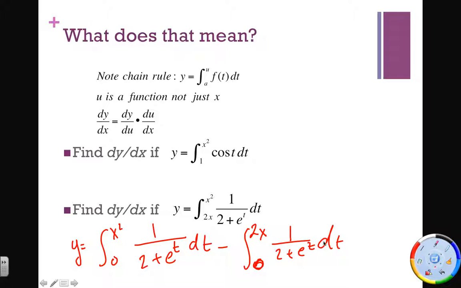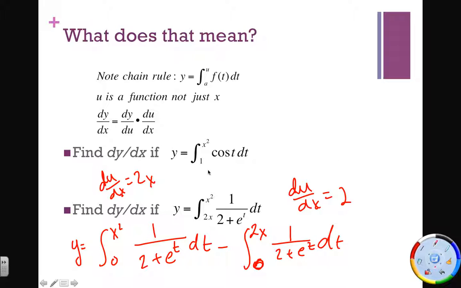Well, now I can use the fundamental theorem. I can use the fundamental theorem twice here, for the first version and the second version. And what I hope you're paying attention to is these are functions, so I have to use the chain rule again. And some of you are getting good at the chain rule. I can say, okay, du/dx for the first one is going to be 2x, and du/dx for the second one is going to be 2.